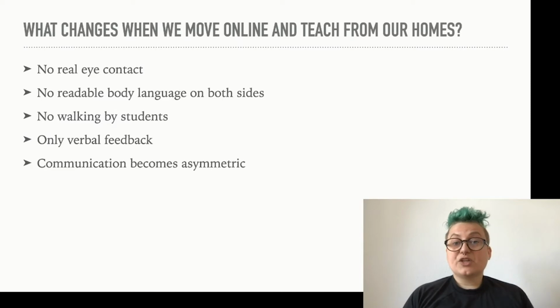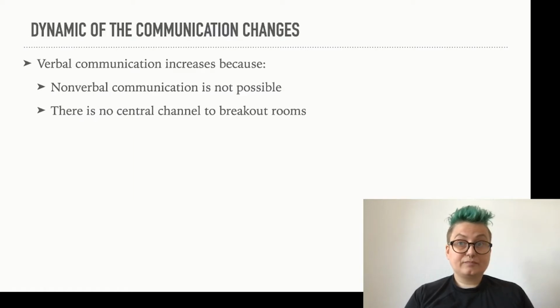Communication becomes asymmetric because not everyone can see everyone else. Students ask questions in a chat, while trainers have an open mic all the time. The dynamic of the communication changes. And a huge part of that is that verbal communication increases because nonverbal communication is not possible, and there is no central channel due to breakout rooms.